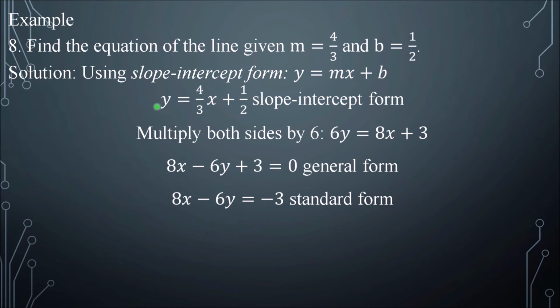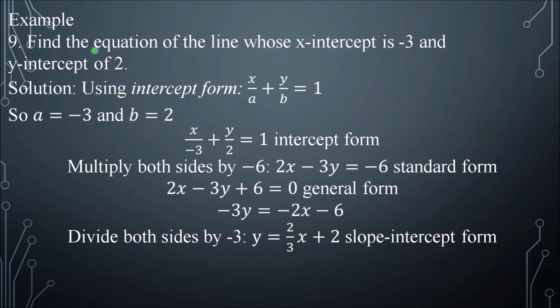So 6 times y is 6y. 6 times 4/3 is 8x. And then 6 times 1/2 is 3. Now, we transfer 6y to the other side, so it will become 8x minus 6y plus 3 equals 0. So this is our general form. Then, we transfer 3 to the other side, so it will become negative 3. So this is our standard form. 8x minus 6y equals negative 3.